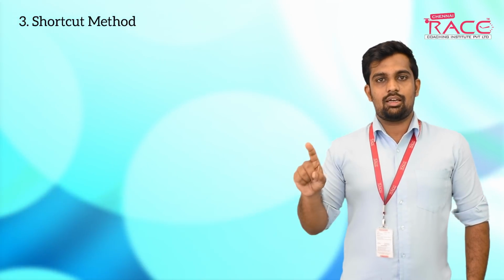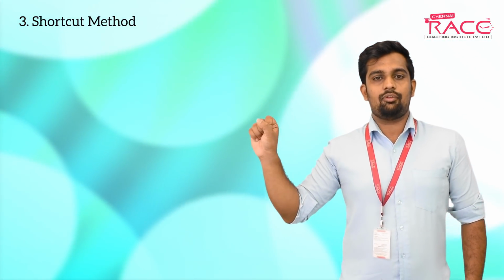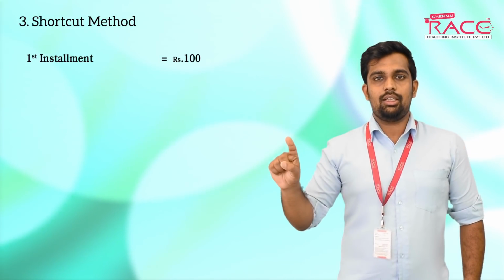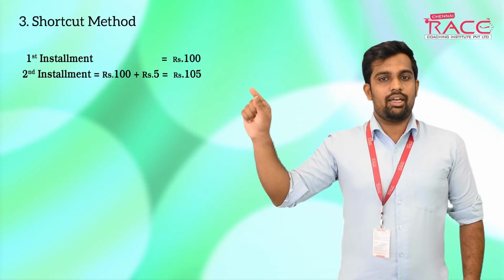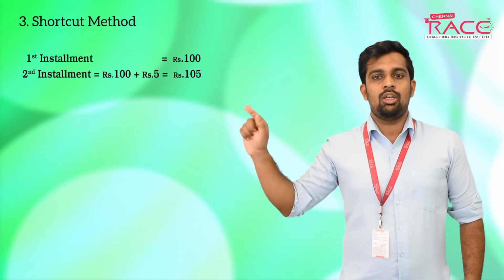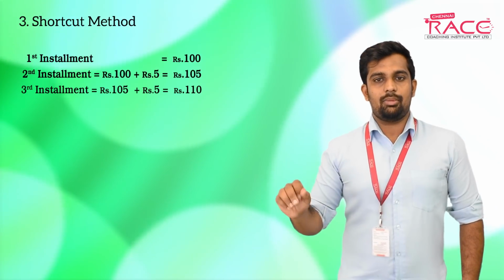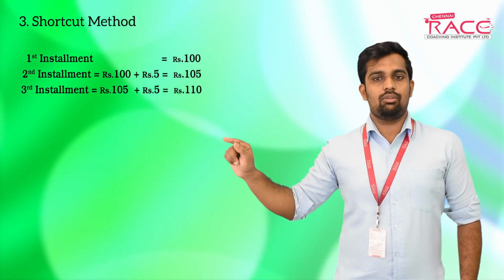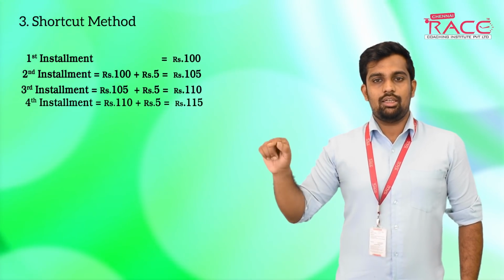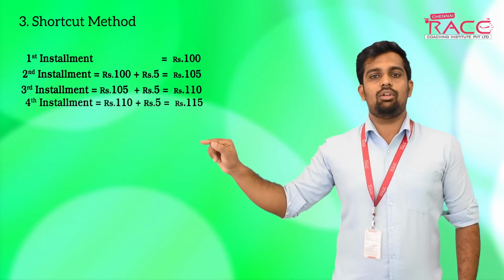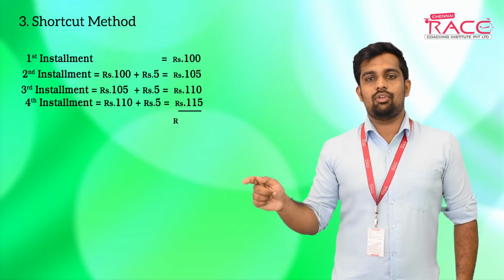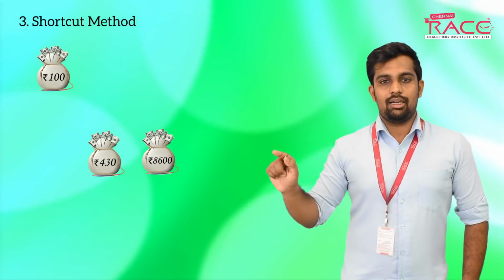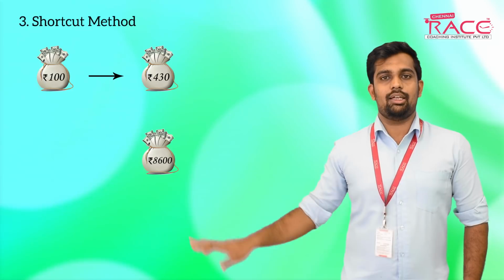Now, take one installment as rupees 100. Therefore, the first installment is rupees 100. Second installment, 100 plus the rate of interest, that is 5%, so it will become 105. For the third installment, rupees 105 plus the next 5%, which is equal to 110. For the fourth installment, that 110 plus 5, which is equal to 115. So when we add all these four installments, we get rupees 430. Therefore, for rupees 100, we get a debit of rupees 430.